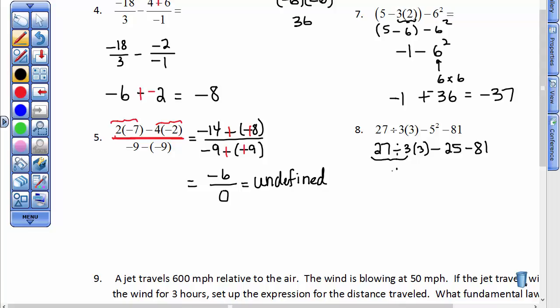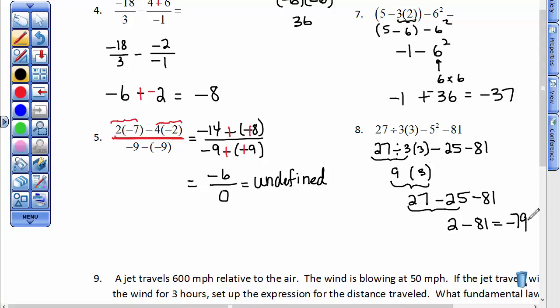Now working from left to right, I have to multiply and divide, but divide comes first in this sentence. 27 divided by 3 is 9. And then next, if you don't mind, 9 times 3 is 27. And now I'm ready to do the subtraction. So working from left to right, 27 minus 25 is 2. And when I take away 81, I get a negative 79.